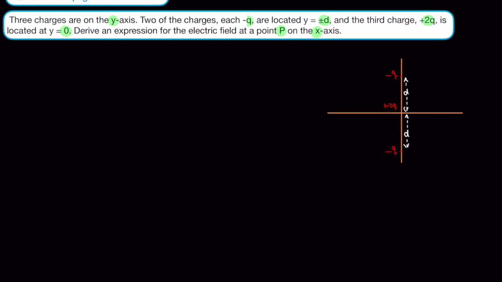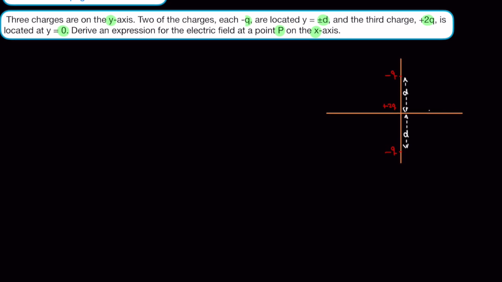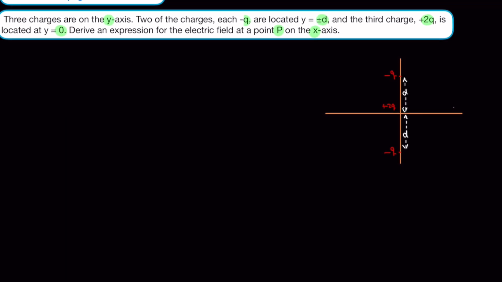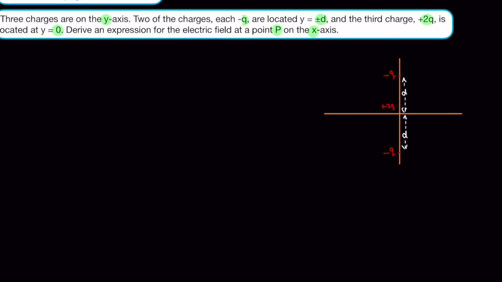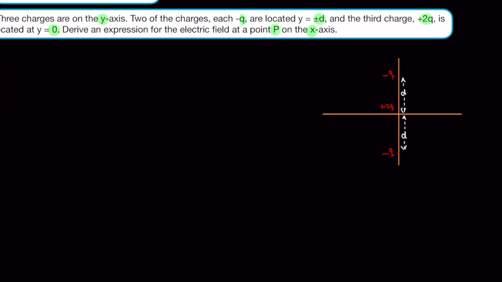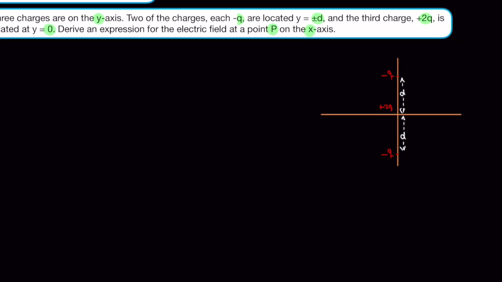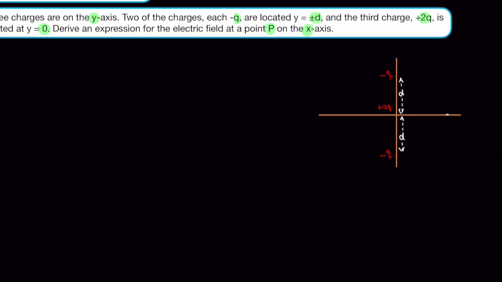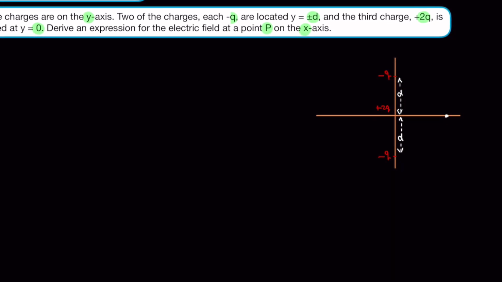Now, we need to get an expression for the electric field at point P on the x-axis. So it might be on the positive x-axis or the negative x-axis. Both of them will give us the same expression, but with opposite sign. So let's take it here at this point. So here we have P.